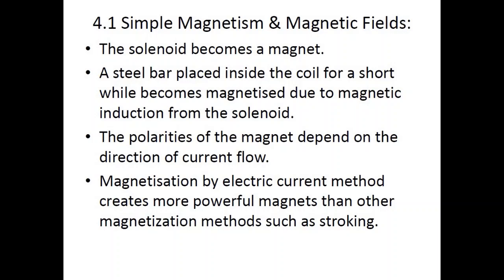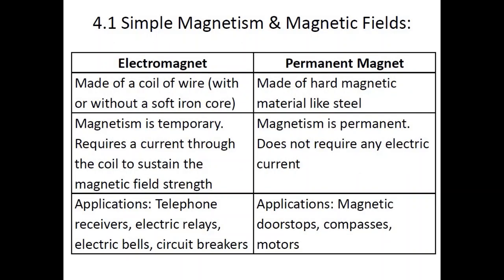This method creates a more powerful magnet than other magnetizing methods such as stroking. Now, what is the difference between an electromagnet and a permanent magnet? An electromagnet is made up of a coil of wire, whereas a permanent magnet is made up of hard magnetic material. In an electromagnet, magnetism is temporary, whereas in a permanent magnet, obviously, as the name suggests, it is permanent and it does not require any current to behave like a magnet.